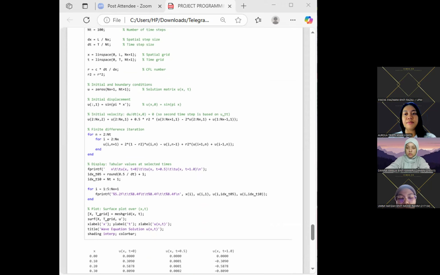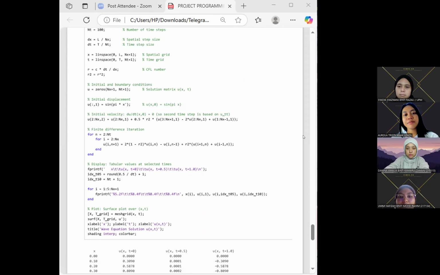And step 4, we apply the initial condition. The initial shape of the wave is u(x,0) is equal to sine pi x. The wave starts like a single sine bump from x is equal to 0 to x is equal to 1. Then we use MATLAB code like this that we present in the slide. This calculates the next step using the wave equation, assuming the initial velocity is 0. We use a finite difference formula to do this.